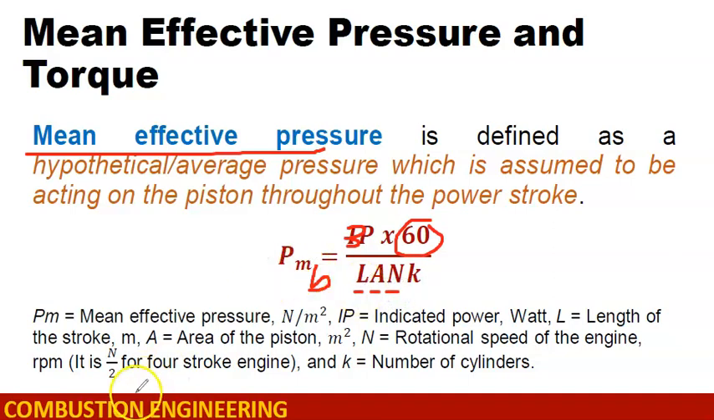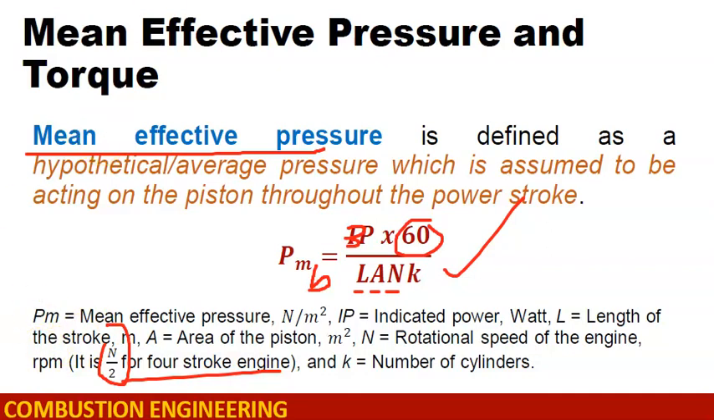So for a 4-stroke cycle, when you use this formula, you divide N by 2. But if it is a 2-stroke cycle, you no longer have to divide it by 2. The reason is, for a 4-stroke cycle, a complete cycle will be 2 revolutions, whereas for a 2-stroke cycle, a complete cycle is one revolution. So K is the number of cylinders.